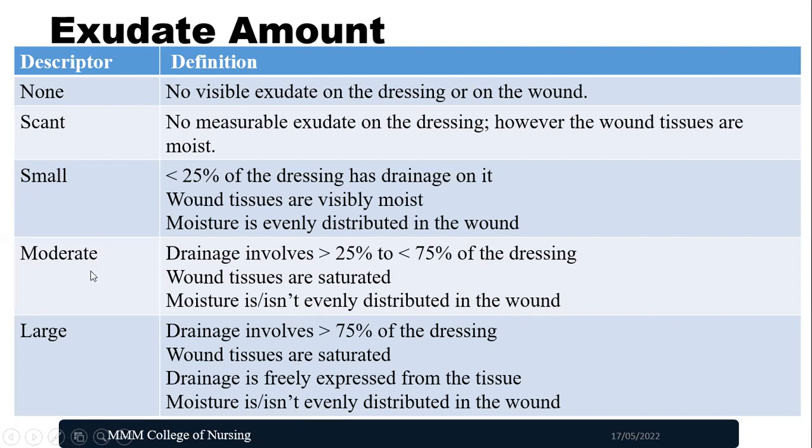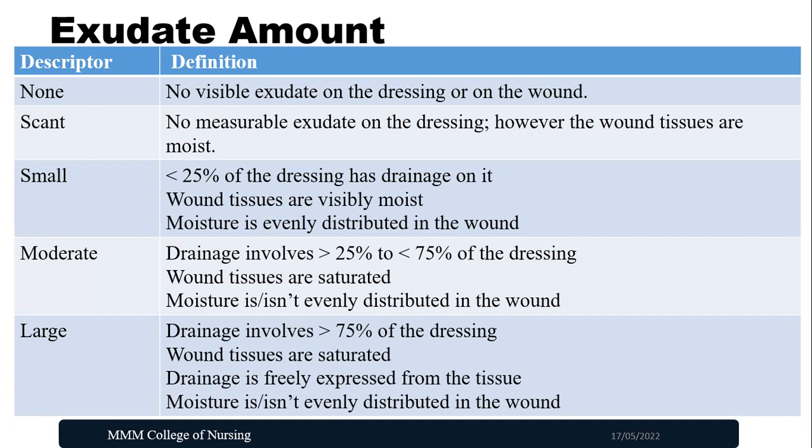Whereas a moderate amount of wound exudate is characterized where drainage involves 25 to less than 75% of the wound dressing, wound tissues are saturated, and moisture may or may not be evenly distributed in the wound. Whereas with large exudate, more than 75% of the dressing is occupied with exudate. Wound tissues are saturated, drainage is freely expressed from the tissue, and moisture isn't evenly distributed in the wound.